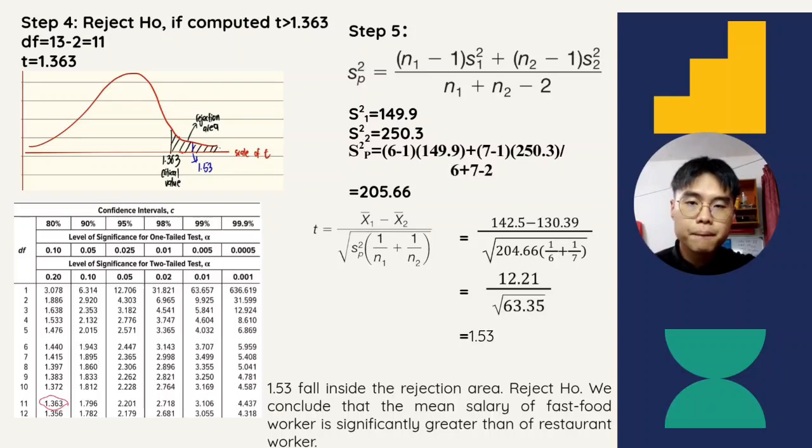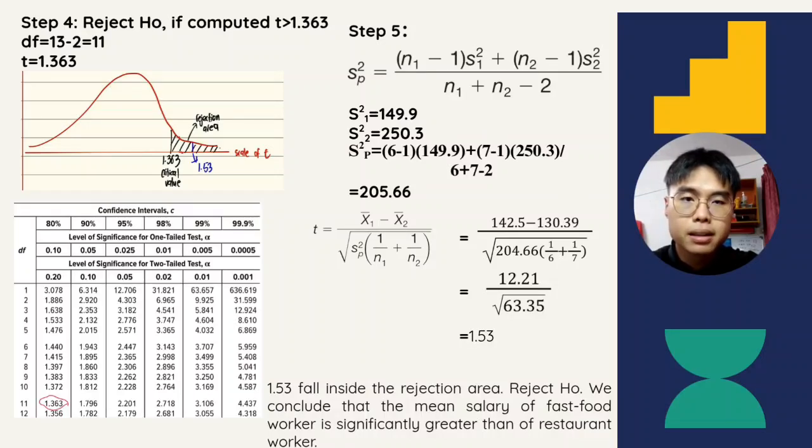Degree of freedom is the sample size of both, fast food and restaurant, which is 6 plus 7, and we get 13, and then subtract 2, and we get 11. This is our degree of freedom. Then we use the significance level, which is 0.1, and go to the t table and find the t value. In the t table, we find 11, and because this is a one-tailed test, we find the one-tailed significance level, and then we find that the critical t is 1.363.